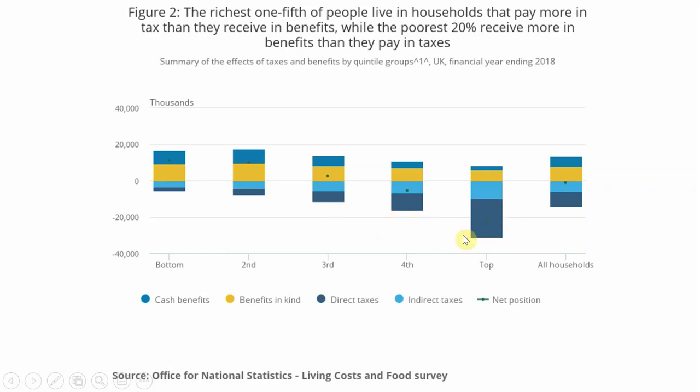So that's income taxes. These are progressive taxes. And you can see how progressive that is. The bottom group contribute quite a small amount towards total income taxes in the UK, whereas the top group contributes a lot.